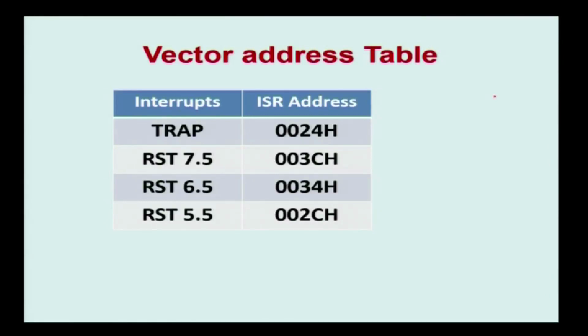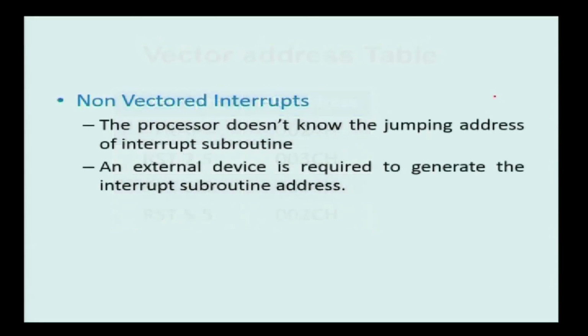Once the interrupt is activated, it directly goes to the specified address, which is 0024H. Once RST 5.5 is requested, the processor directly jumps to 002CH, because these are vector interrupts, and it knows the address where to switch over. The other type is the non-vector interrupt. The processor does not know the jumping address of the interrupt service routine.